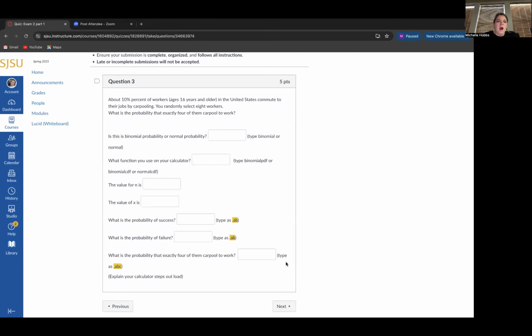Okay, let's see. About 10% of workers ages 16 years and older in the United States commute to their jobs by carpooling. You randomly select 8 workers. What is the probability that exactly 4 of them carpool to work? Is this binomial probability or normal probability?